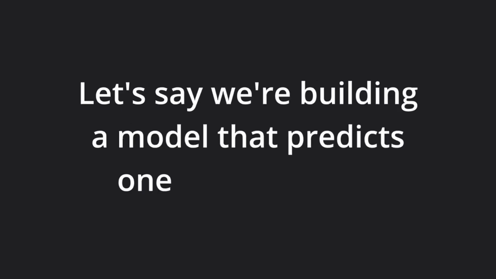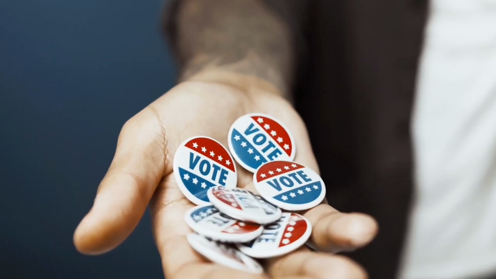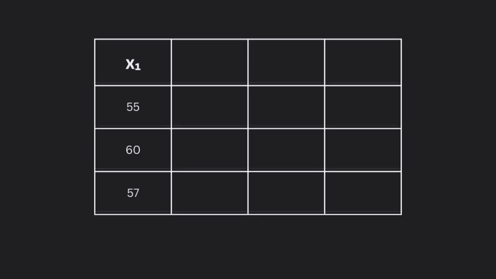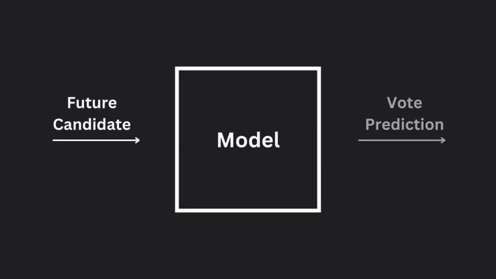Let's say we're building a model that predicts one final number, the number of votes a presidential candidate will receive. We'll assume that we have a training dataset with 3 input attributes per row. X1 is the age of a presidential candidate, X2 is how many years they've served in politics, and X3 is how many laws they successfully created. We also have a label for every data point, which is the recorded historical value of how many votes that candidate received. We want the model to learn to predict this number well.